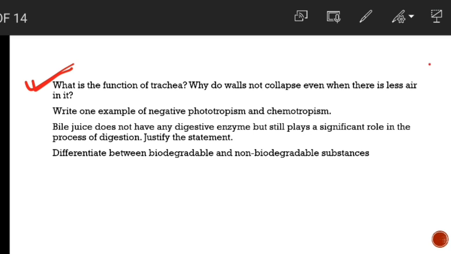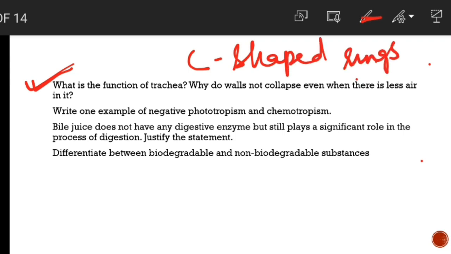The reason is that trachea is basically provided with ring-like structures, C-shaped cartilaginous rings that help to hold them even when the air is not present or even when there is less air, so that they don't collapse.